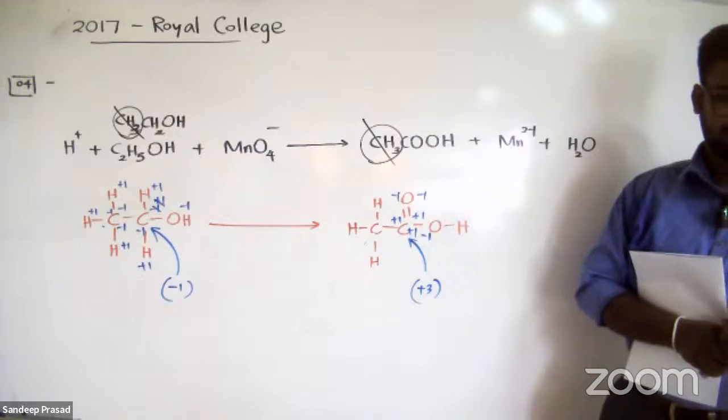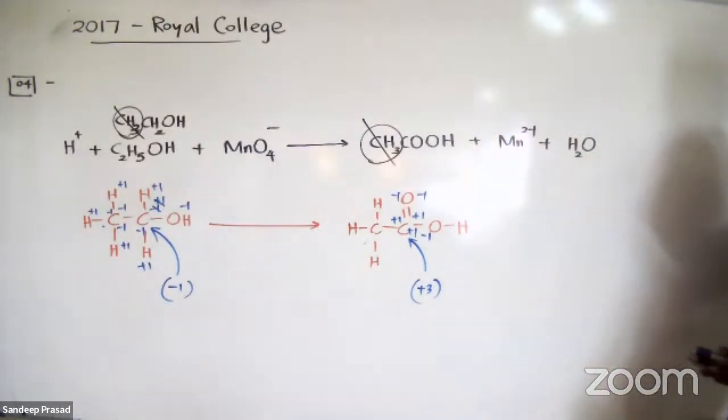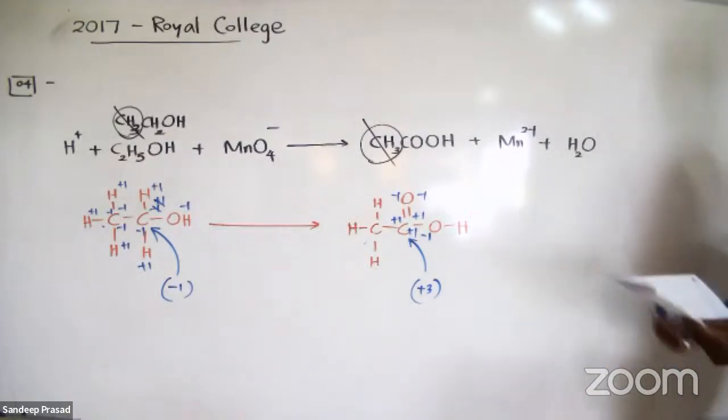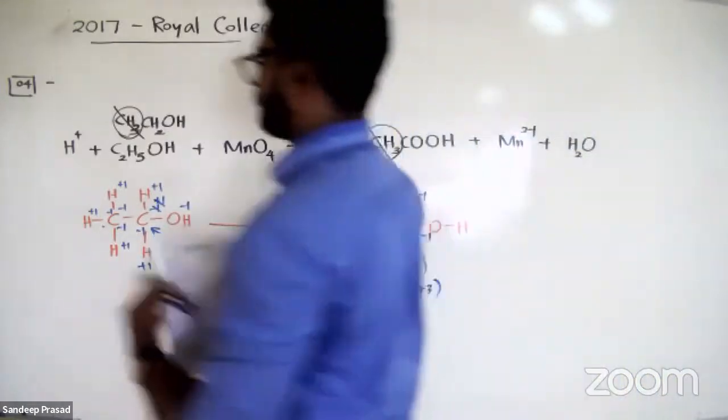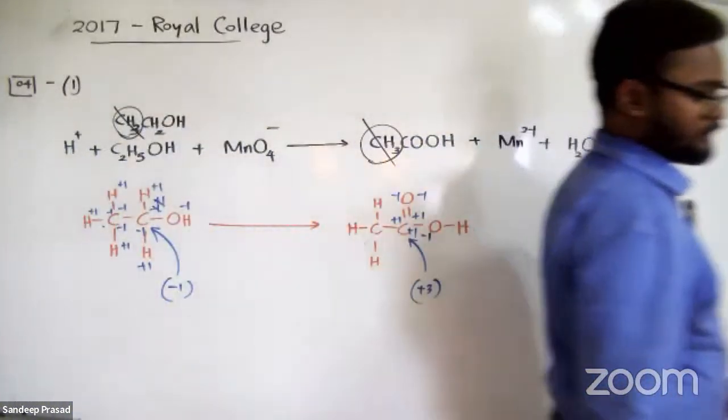Both are the same. So then you have to look at the other carbon atom. So therefore, the answer is -1 to +3. Question number 4, answer is plus 1. That's very easy.